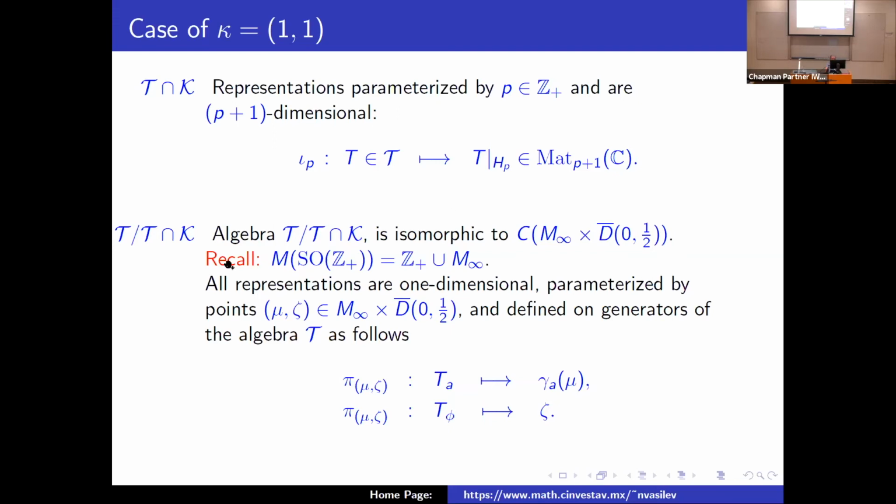Representation, one-dimensional representation coming from the quotient. This algebra is just isomorphic to the algebra of continuous functions on our famous M infinity, coming from this compact of maximal ideal, times the closed disk centered at the origin with radius 1/2. And this is how this representation acts on generators. This is the complete description of everything.